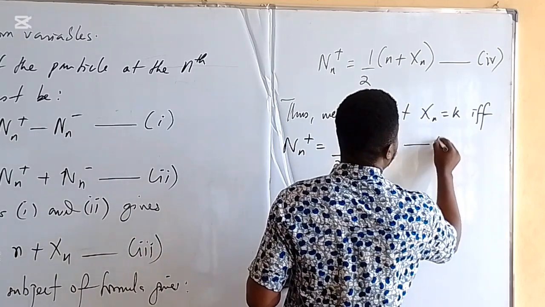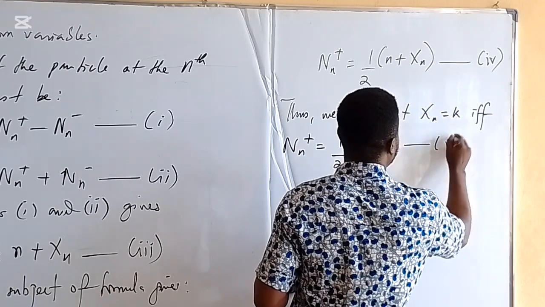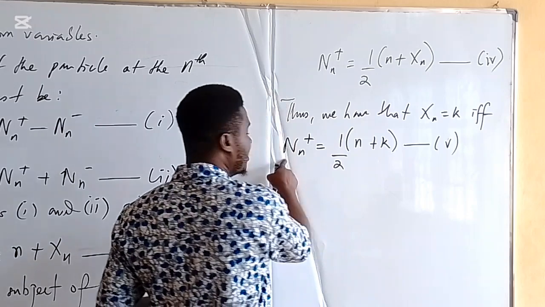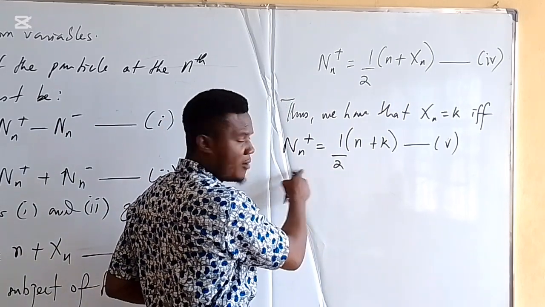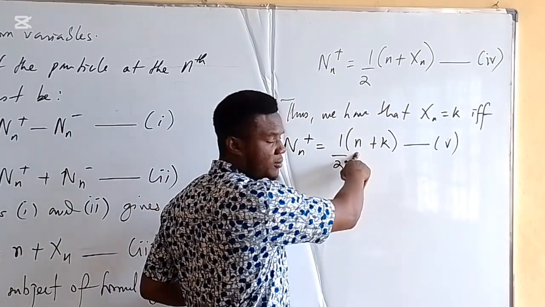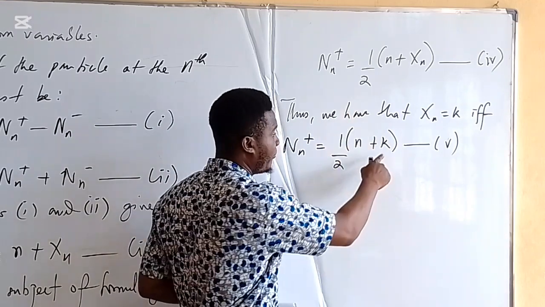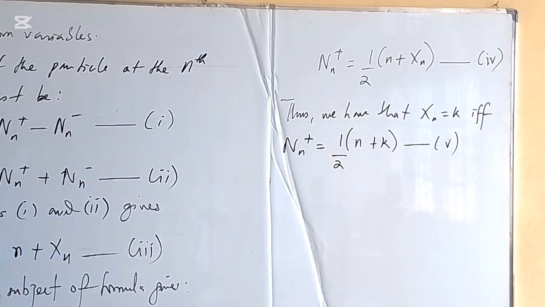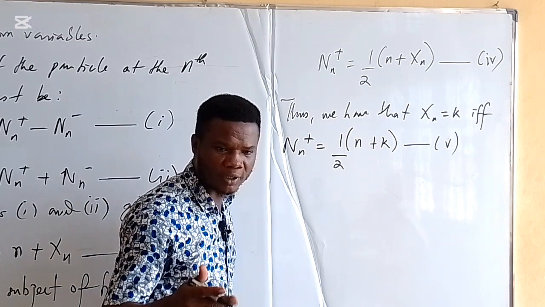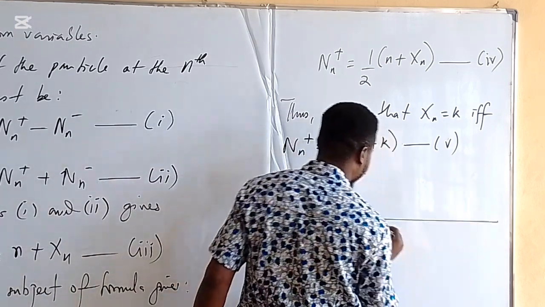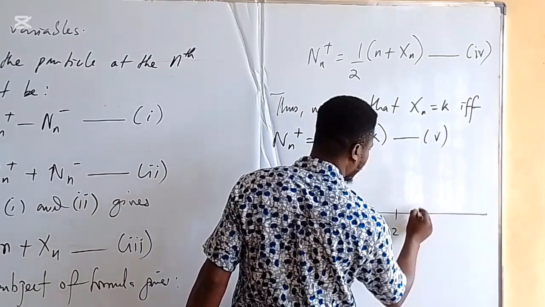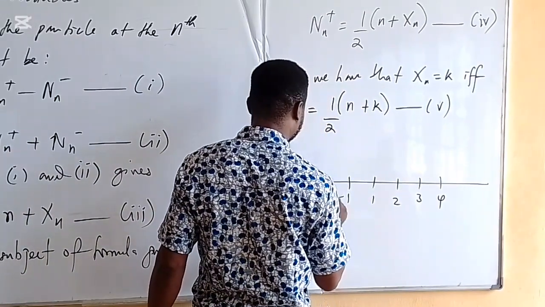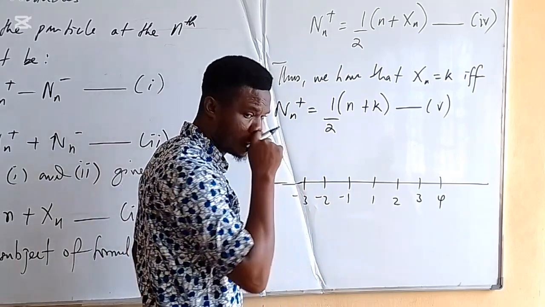So for Xn to be equal to k, it means the number of positive steps you take must be half the sum of N, the total number of steps, plus k. Do you see it? Now look at it this way. Let's come back to reality. Look at it again: 1, 2, 3, 4, minus 1, minus 2, minus 3. Guys, please look up.